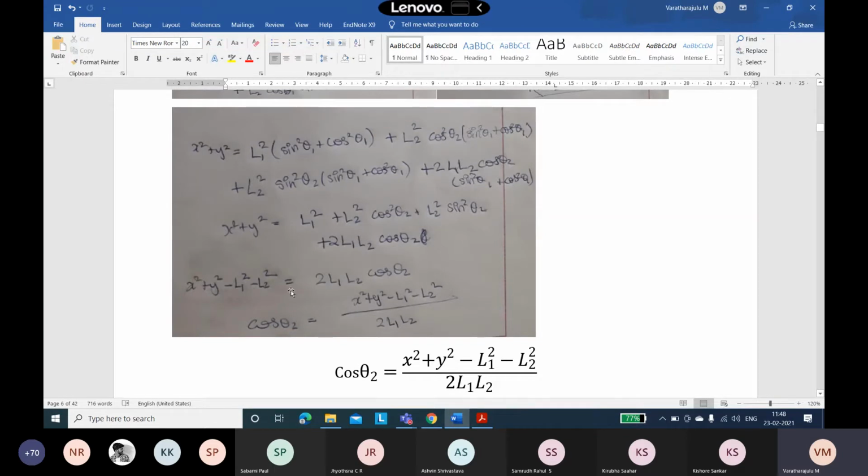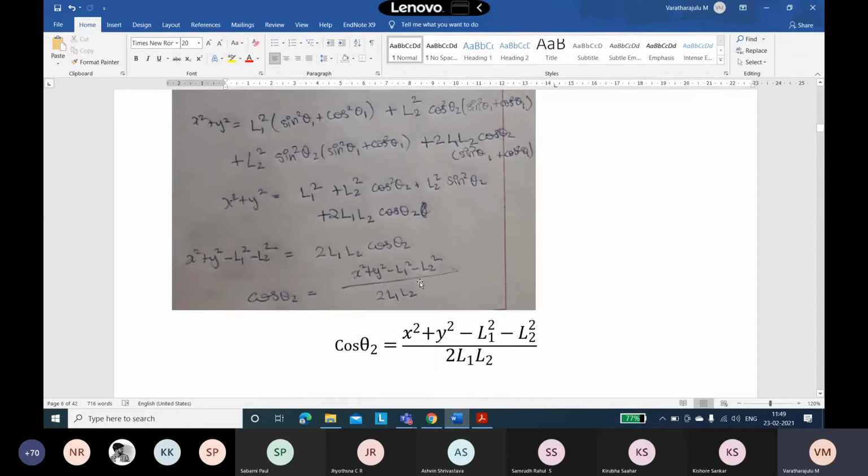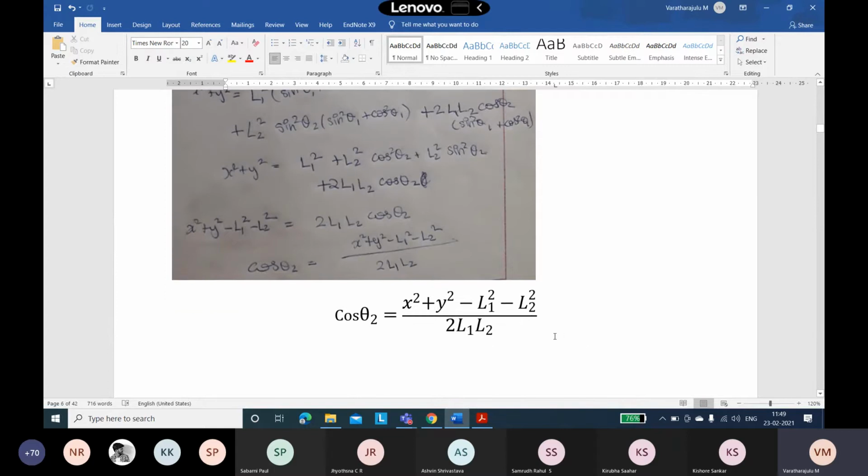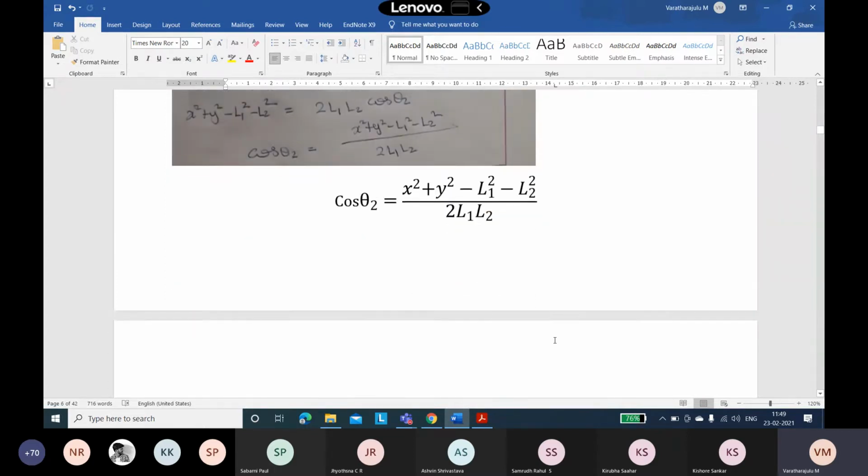While adding the x and y, sin square theta plus cos square theta becomes 1. By moving the power-2 terms to one side, we get x square plus y square minus L1 square minus L2 square is equal to 2 L1 L2 cos theta 2. Therefore cos theta 2 becomes x square plus y square minus L1 square minus L2 square by 2 L1 L2. This is what we will get for theta 2.